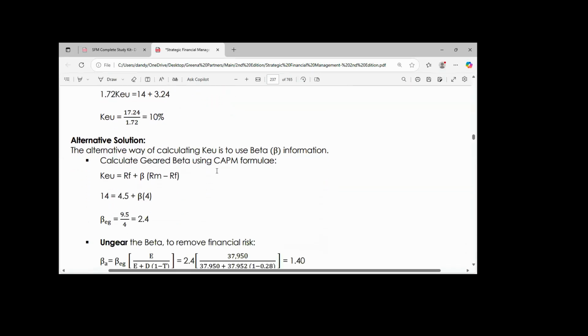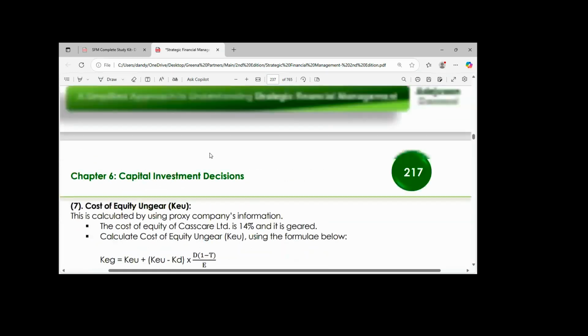KEU plus 0.72 KEU will give us 1.72 KEU. Then 14 plus 3.24 will give us 17.24. Therefore, to get the KEU, you divide 17.24 by 1.72. That's what produced the 10%. Therefore, cost of equity geared is 10%.